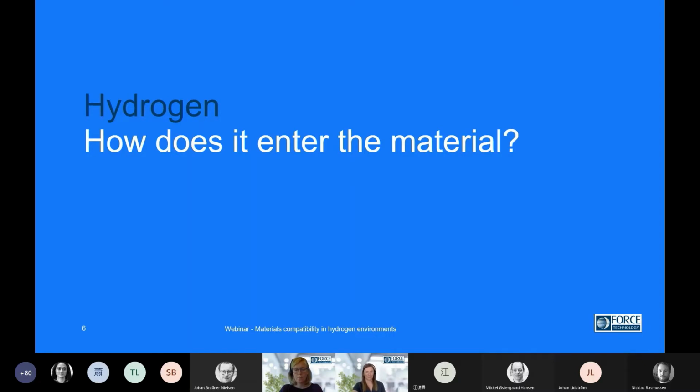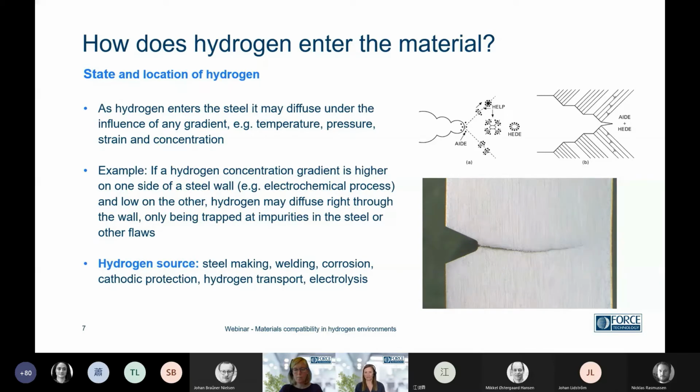But how does hydrogen enter the material? Well, here I have a notched specimen I made with a hydrogen crack, and you have schematics above it with a crack tip. And we have several hydrogen mechanisms. They're quite academic. We don't need to understand everything in detail to be able to assess the risks. But generally, hydrogen enters the steel and then diffuses due to gradients. And it could be a gradient of temperature, pressure, strained areas, concentration gradients. It could be a gradient across the wall of a pipeline.